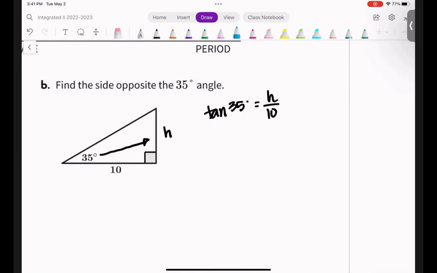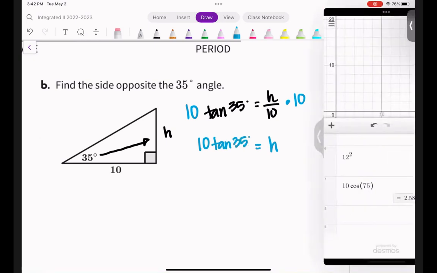How would you get rid of the divided by 10? And you're like, oh, use the inverse. So we multiply by 10. Make sure that you pop the 10 all the way out in front of tangent, right? And so therefore h is equal to 10 tangent of 35 degrees, right?